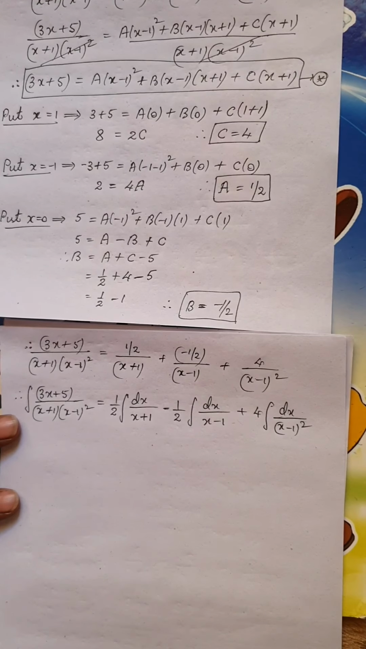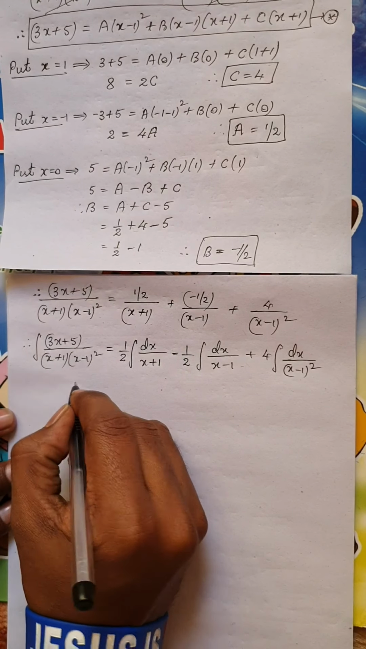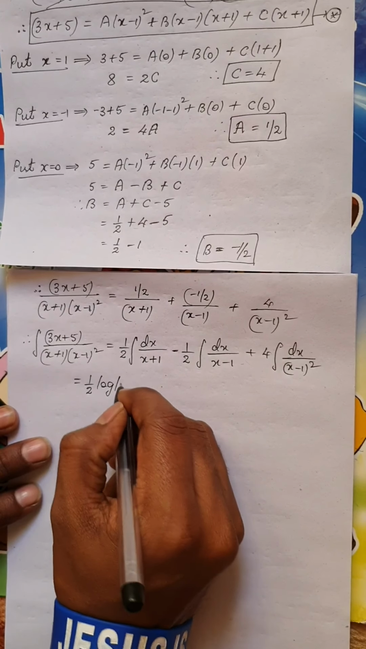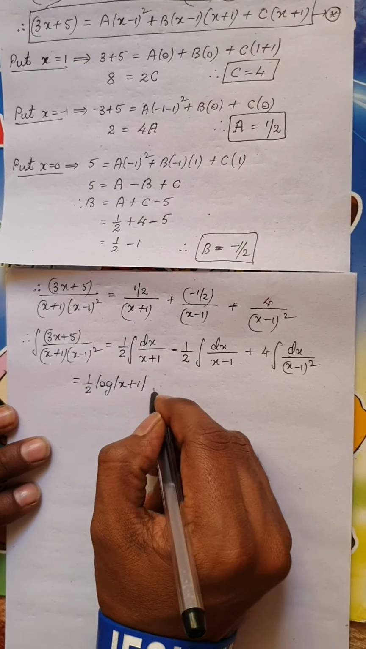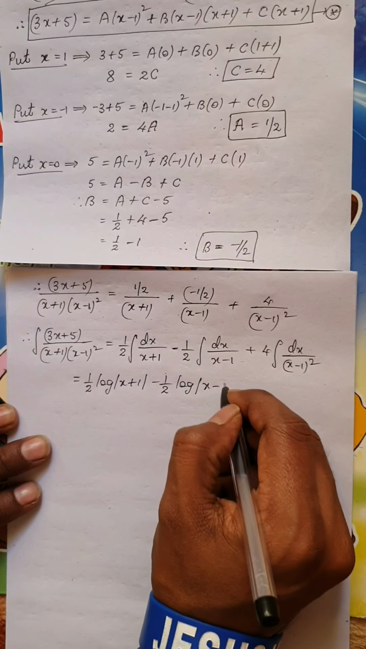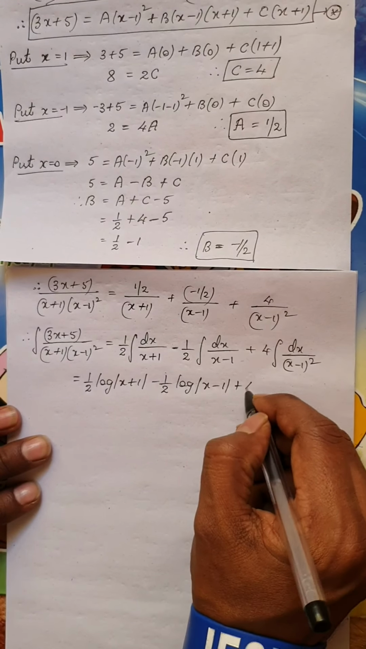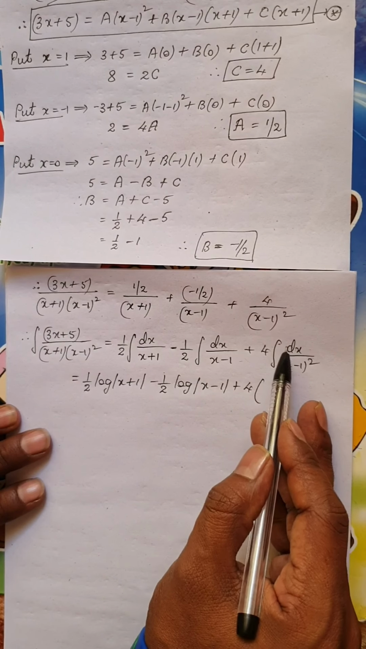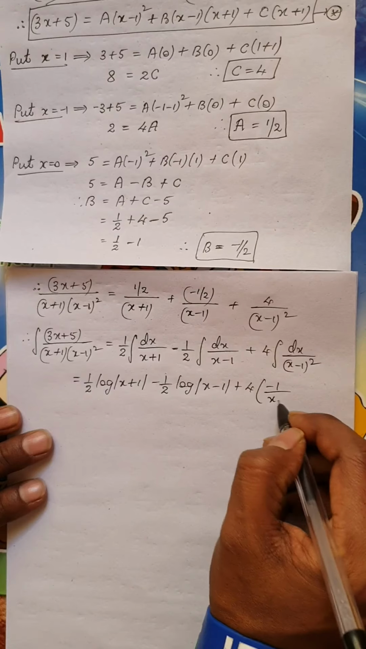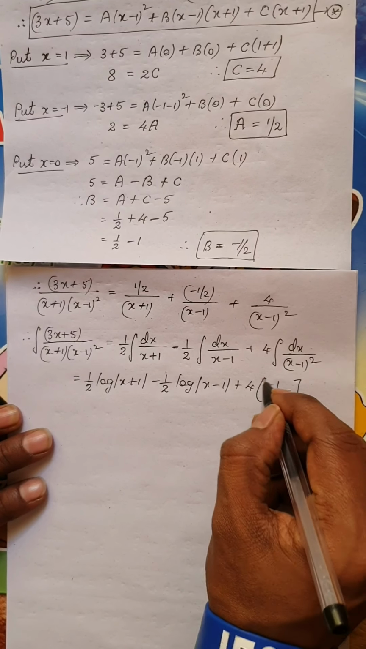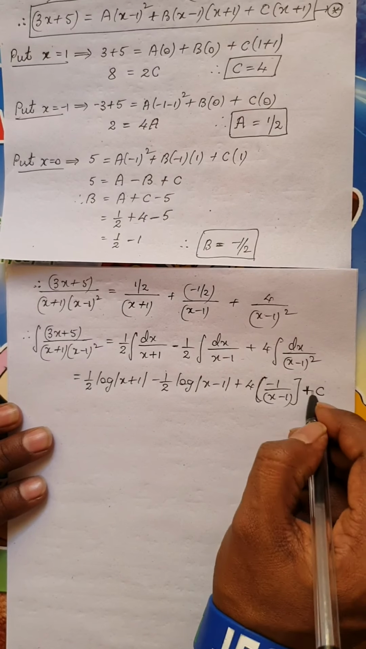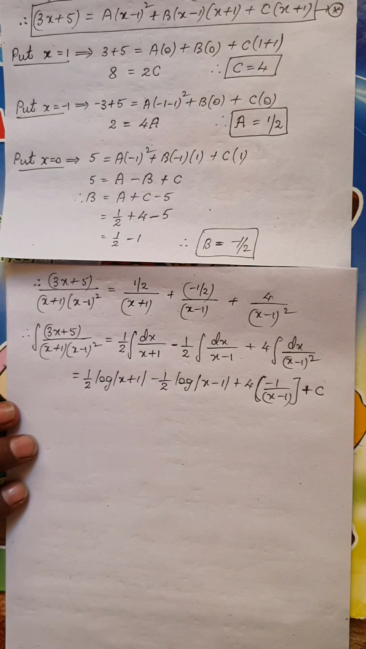This is half into dx by x, so it is log of mod x plus 1, minus half into log of mod x minus 1, plus 4 into, as I told you, this is of the form integral of 1 by x square, that is nothing but minus 1 by x. So, minus 1 divided by x minus 1, plus c, which is the constant of integration.